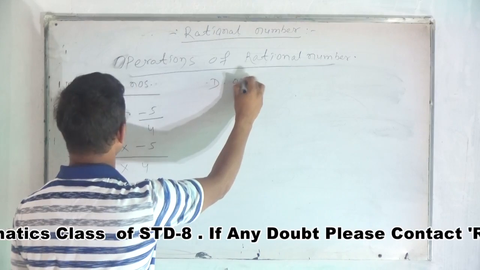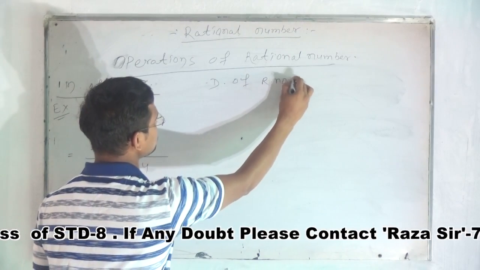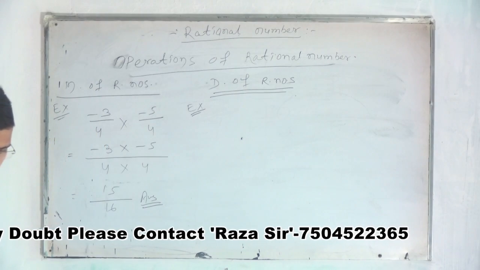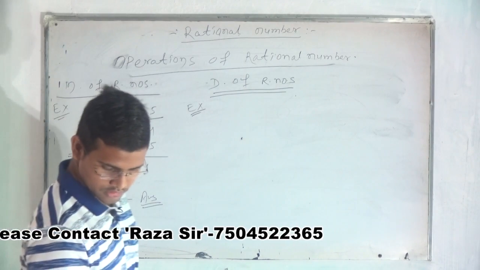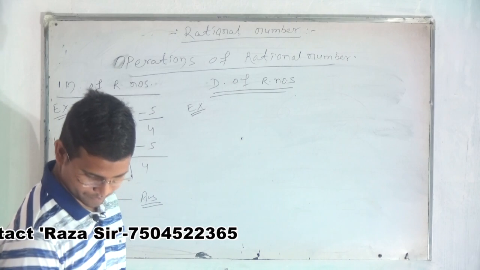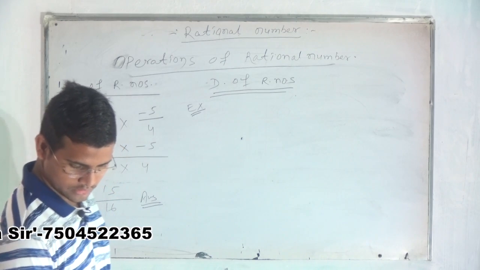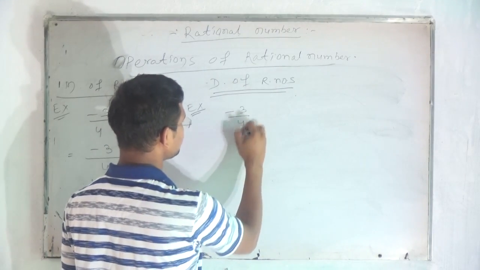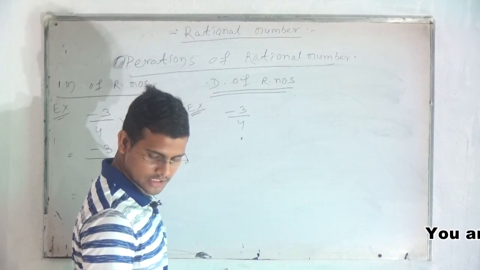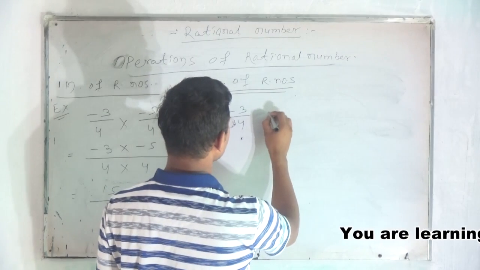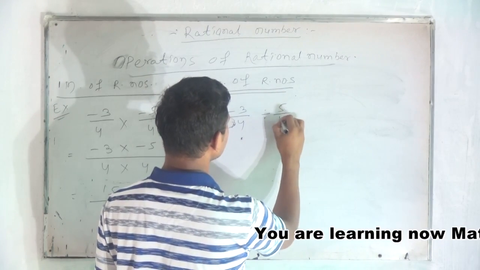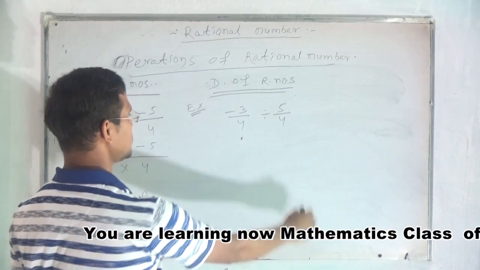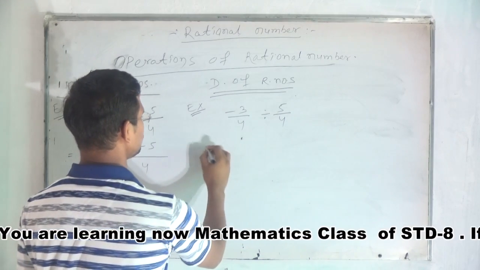Then another, division of rational numbers. You write in your copy positively and do other examples perfectly. Then come to division. Minus 3 by 4 divided by 5 by 4.